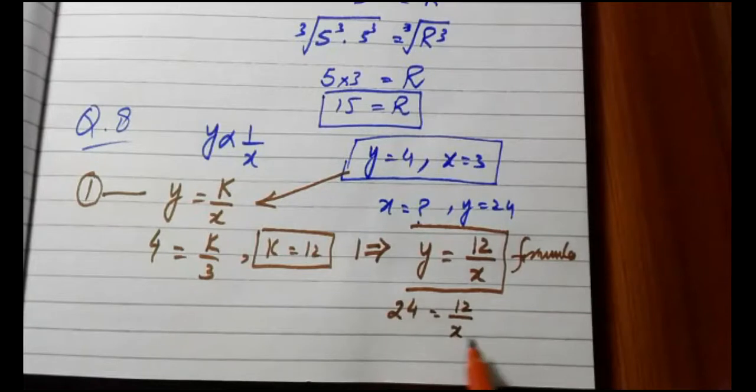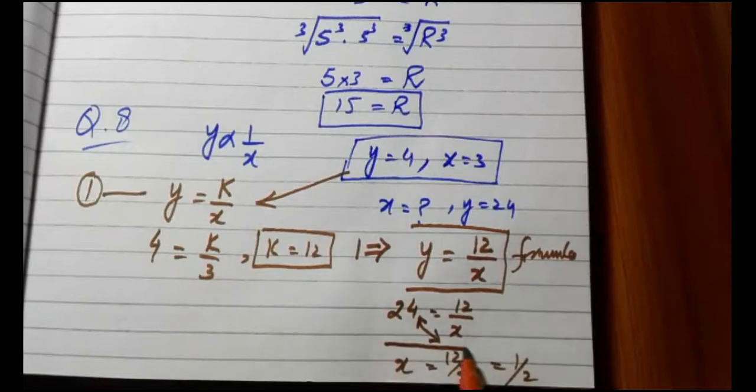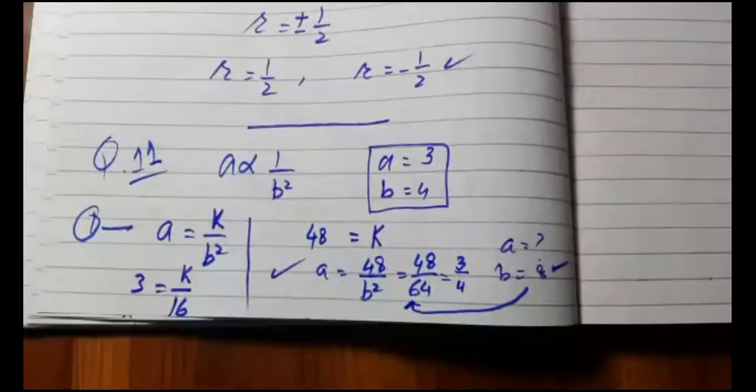So you will do the cross multiplication. x will be shifted to the other side because x is in the denominator and we need to find the value of x. So you shift x from the denominator to the other side as the numerator, and 24 will go right below it. So 12 by 24 will become 1 by 2. So this will be the required answer. If you want to ask anything, then please ask me.